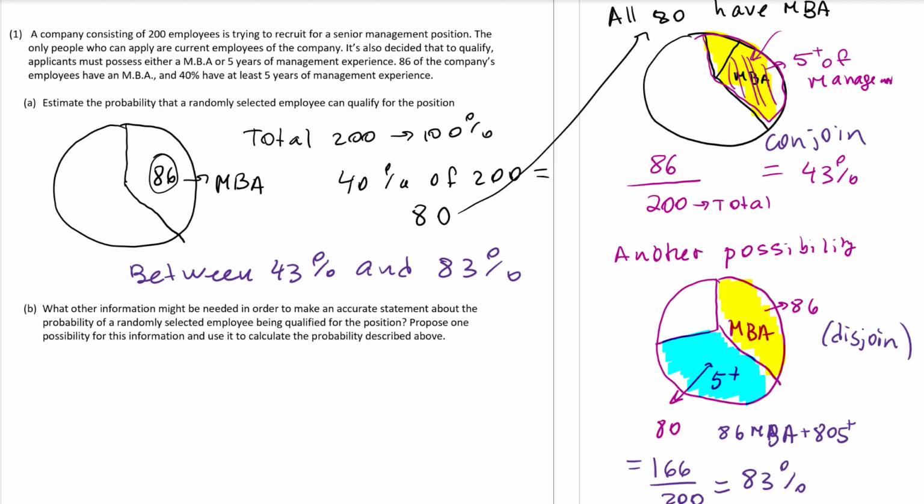And that's where part B comes in. What other information might be needed in order to make an accurate statement about the probability of a randomly selected employee being qualified for the position? Propose one possibility for this information and use it to calculate the probability described above. So first answer the question on what we need to know. I'll give you a moment.